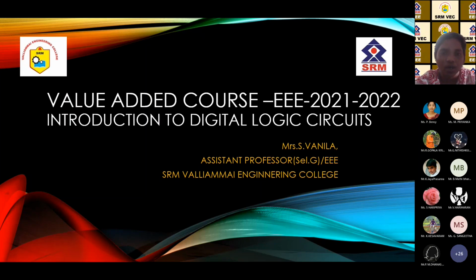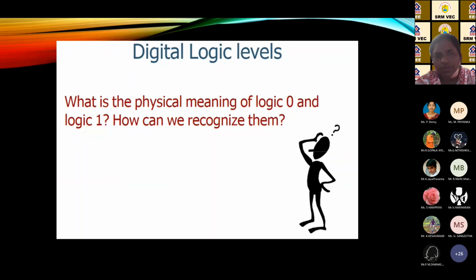So as we know already, the electronic circuits have the two major divisions. One is about the digital systems and another one is about the analog system. So here today, in this session, we will know what are the basics of this digital system. What is digital logic levels? What is actually meaning for logic 0 and logic 1? How to recognize that the logic is 0 or 1? It is only basics of about the voltage levels on that line.